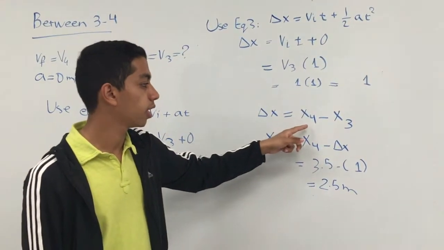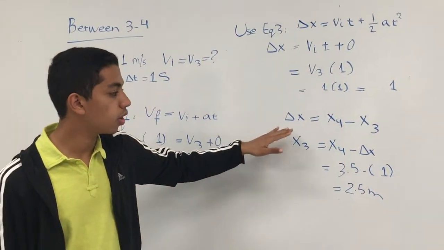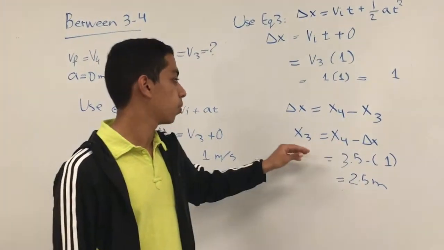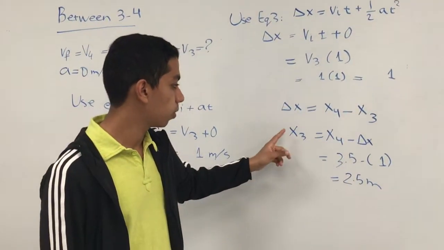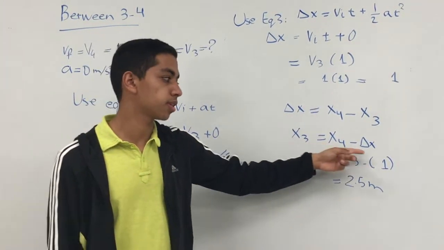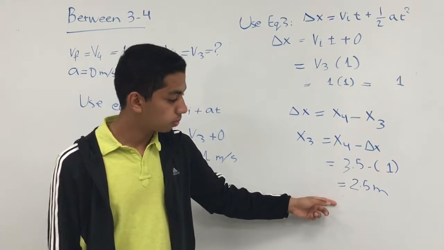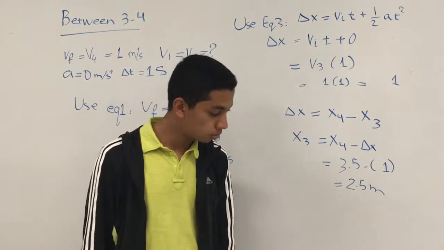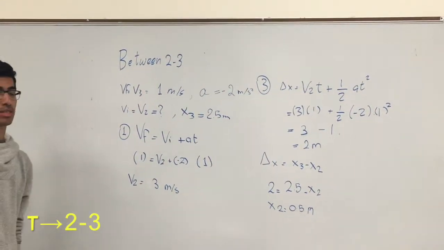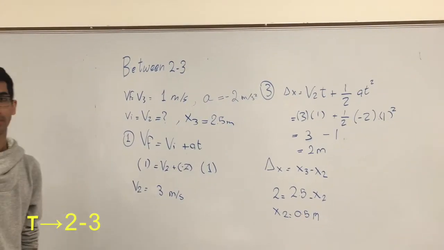And we go to delta x. Delta x equals x4 minus x3. So we know what delta x is, and we know what x4 is, so we are going to solve for x3. x3 equals x4 minus delta x, which equals 3.5 minus 1, which equals 2.5 meters.